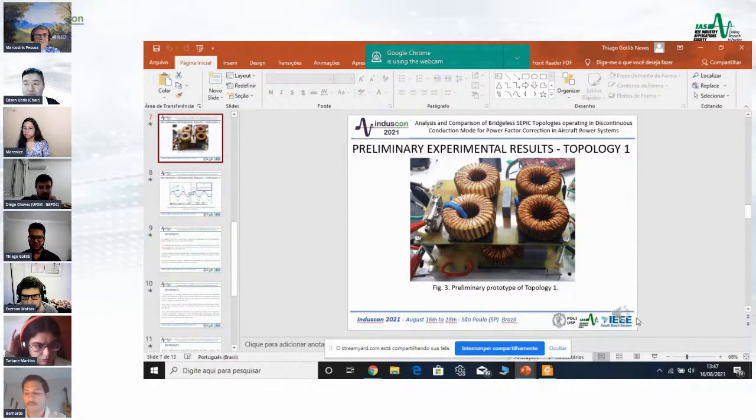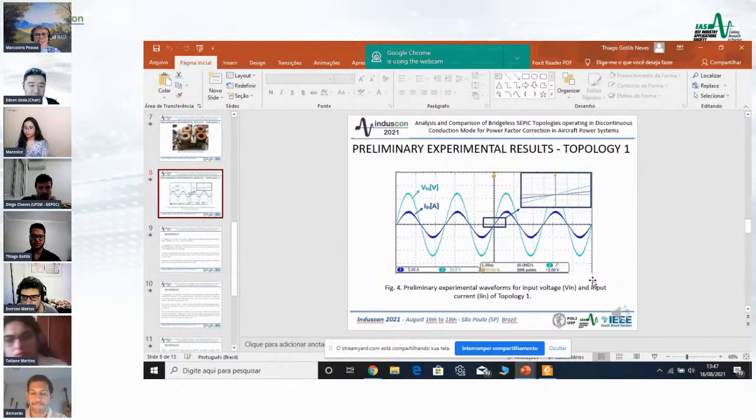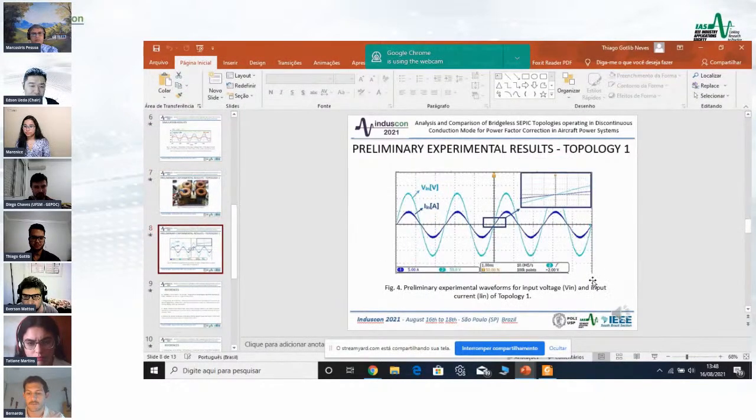That was the preliminary experiment. For the preliminary experimental results, we got the input current waveform and the input voltage waveform. In these preliminary experimental results, we just captured the power factor correction by topology one. So through observation of figure four, it can be seen that the power factor correction is obtained for a power load considering preliminary experimental results. And I will show the paper too.